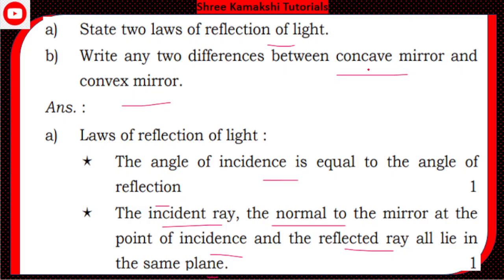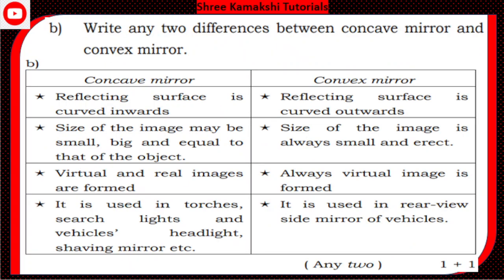Right? Any two differences between concave mirror and convex mirror, here are the differences. This is a concave mirror, this is a convex mirror. In a concave mirror, the reflecting surface is curved inwards. In a convex mirror, the reflecting surface is curved outwards.